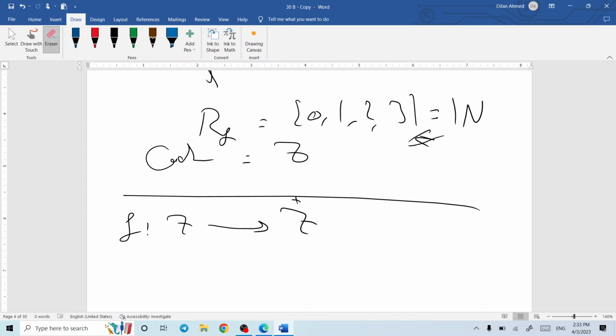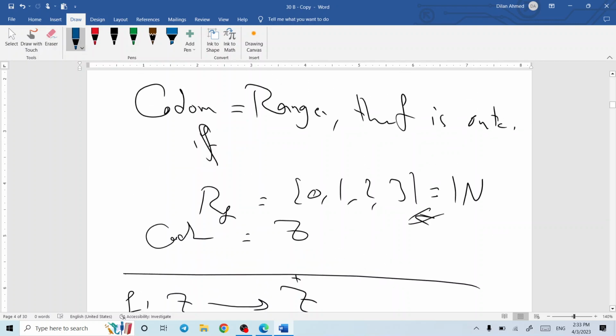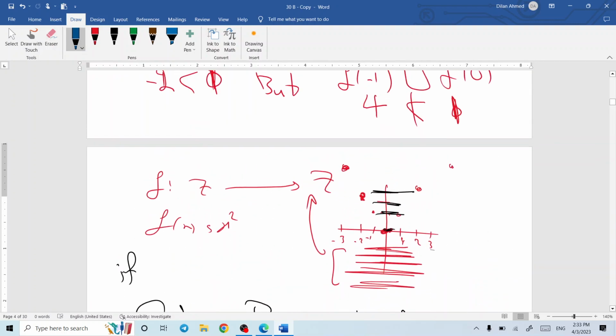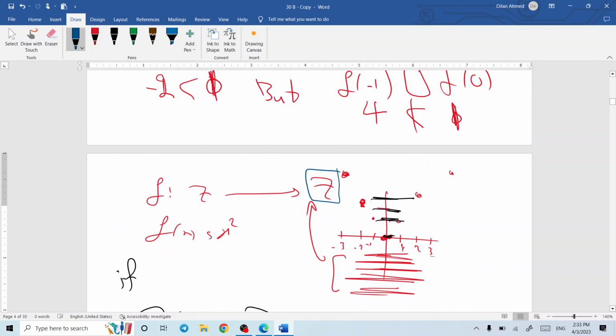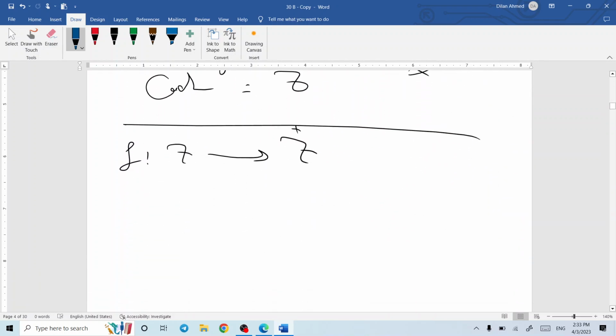So for the codomain, we say it is equal to Z? The codomain of this function now is equal to Z. Yes, it's given. Here's the codomain. Okay. Now tell me about this function. Is it onto or not?